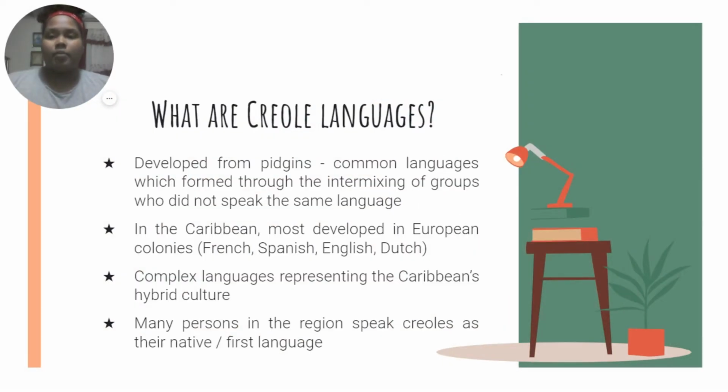Hi, I'm Cathy. Creole languages developed from pidgins, which were common languages that formed through the intermixing of groups who did not speak the same language. In the Caribbean, most Creoles developed in the European colonies. So, these Creoles developed through contact between speakers of African languages and speakers of French, Spanish, English, and Dutch. Creoles are complex languages which reflect our region's culture. Many persons in the Caribbean speak Creoles as their first language.